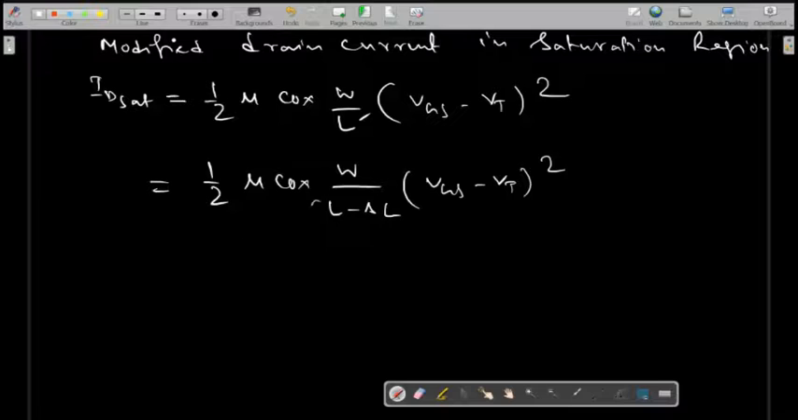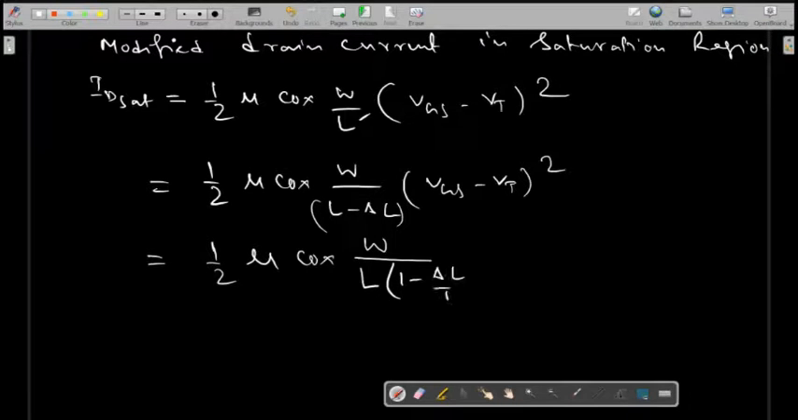Okay, so we can write this L minus delta L term in this way: half of mu COX W by, outside I am taking one L common, it will be 1 minus delta L by L. Check, isn't it? If I take L common here, it will be 1 minus delta L by L, yes or no? Into VGS minus VT square. I am taking L common here. Now this 1 minus delta L by L, I'm just writing it here inside.